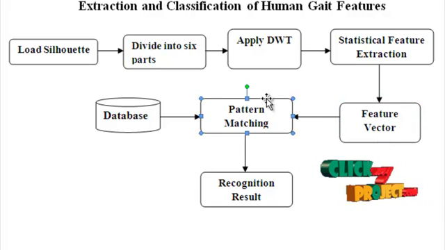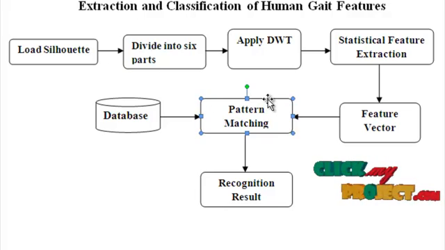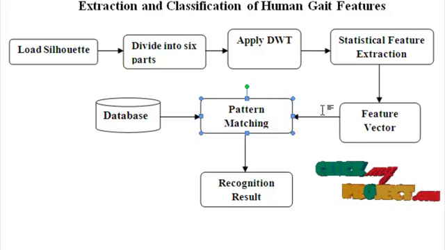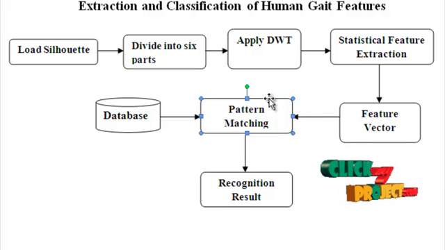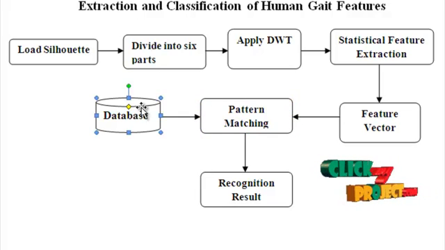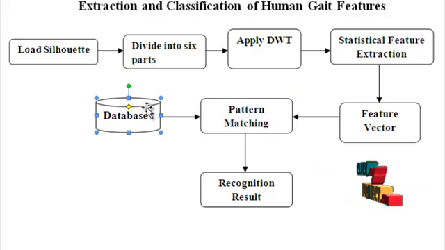Now come to this pattern matching stage. Here you have to introduce the supervised learning mechanism such as support vector machine. But before that, we have to project the feature vector in the feature space. Similarly, we have to extract the features for all the silhouette sequences from the database, and all will be projected in the same feature space.